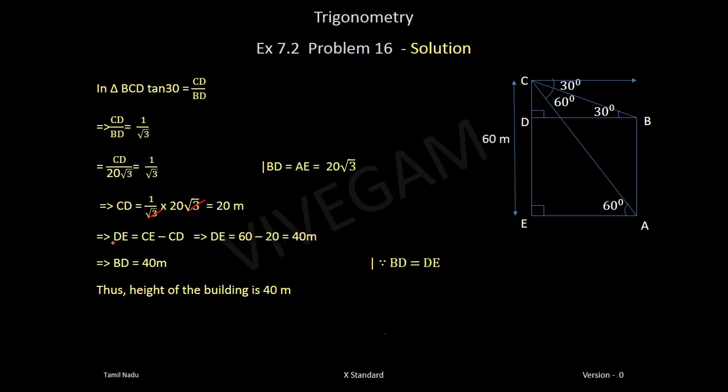So once that is known, DE can be easily calculated. What is DE? CE minus CD, or CD plus DE equal to CE. From that you can calculate DE is CE minus CD. So DE equals CE minus CD. CE we know, which is given in the problem, 60 meters. CD we just calculated as 20 meters. So DE is 40 meters. But what is DE? DE is basically AB, both are equal. And what is AB? AB is the height of the building. Thus, the height of the building is 40 meters.